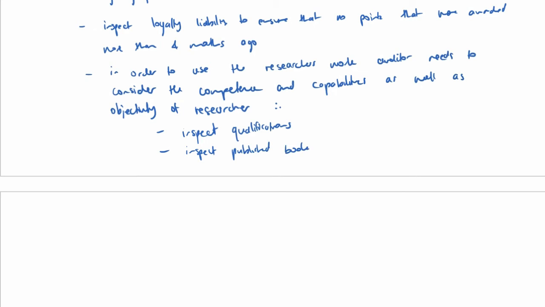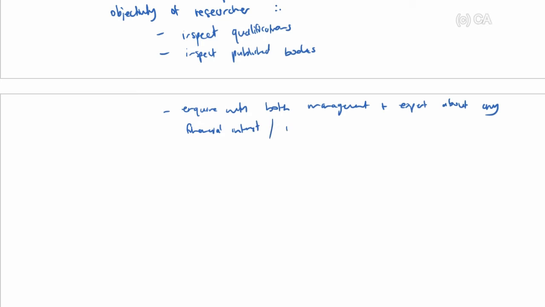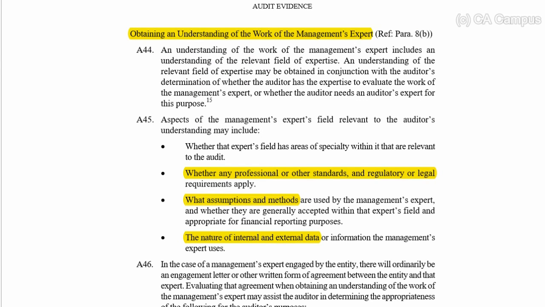So I'll give two examples for competence, and for objectivity, I would say I need to inquire with both management and the expert about any financial interests or relationships that would affect their objectivity. So then I've tested their objectivity and the competence.